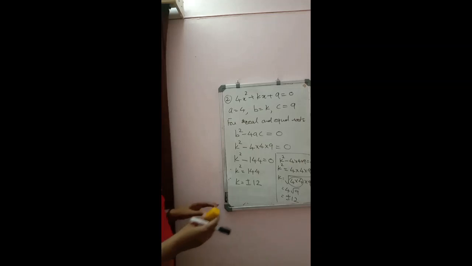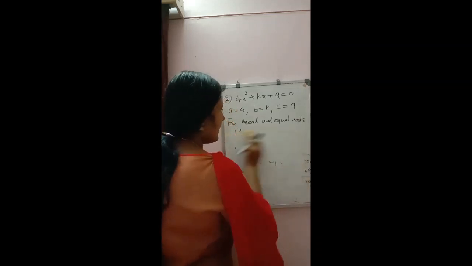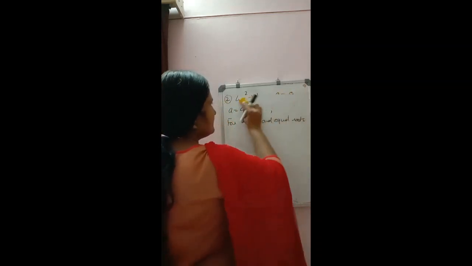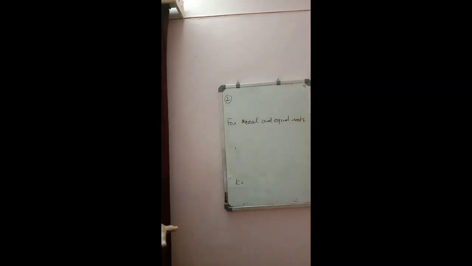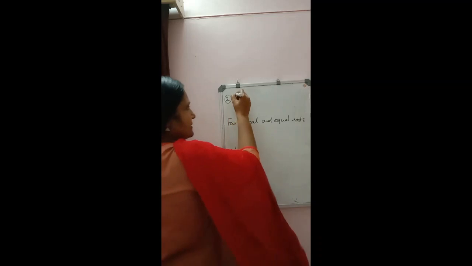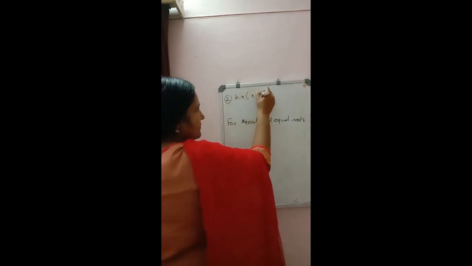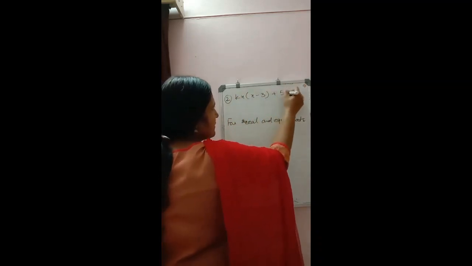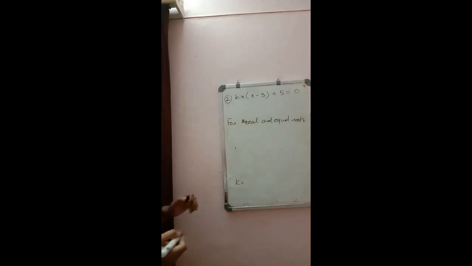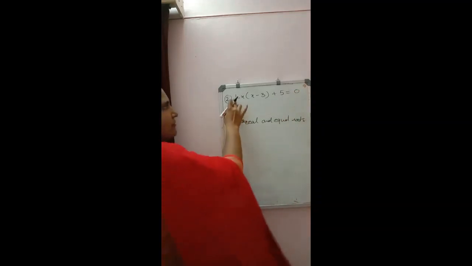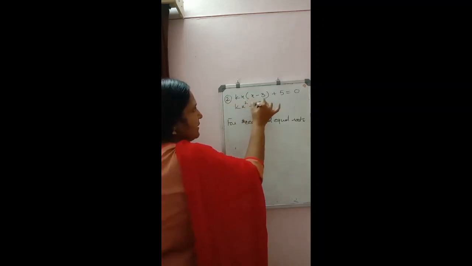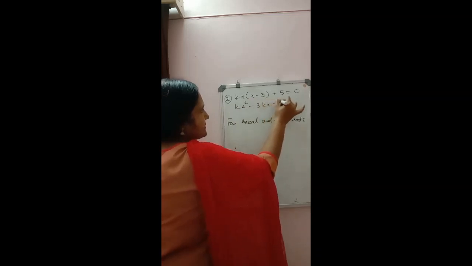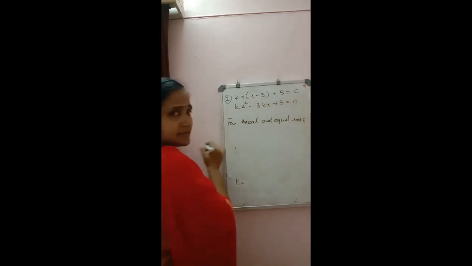So moving on to the next question. Condition is same, real and equal roots there. kx into x minus 3 plus 5 is equal to 0. At present we don't have any term in which x square is there. So first what we have to do, we have to simplify the expression there. So it will come kx square minus 3kx plus 5 is equal to 0.